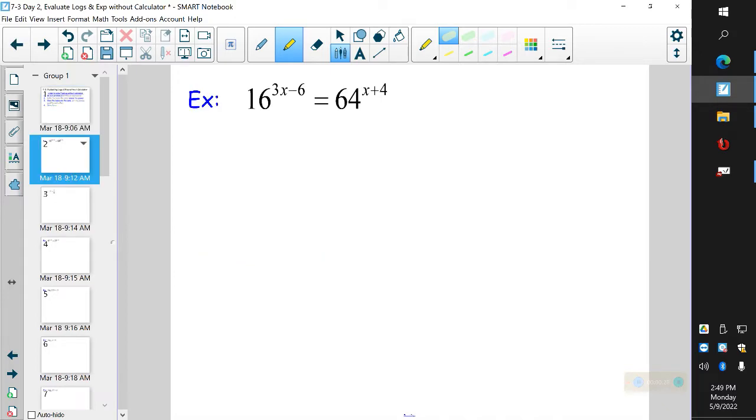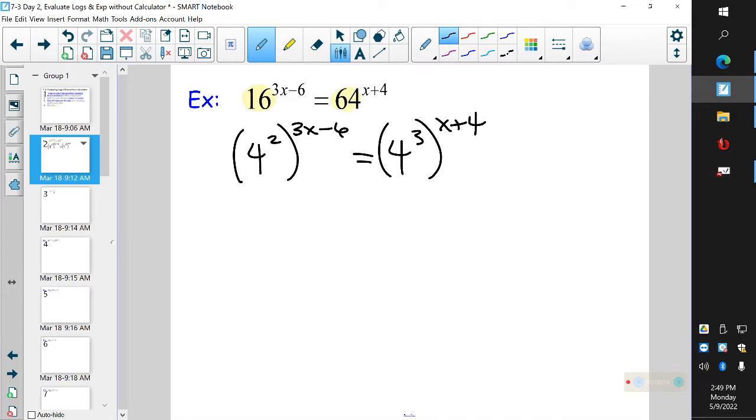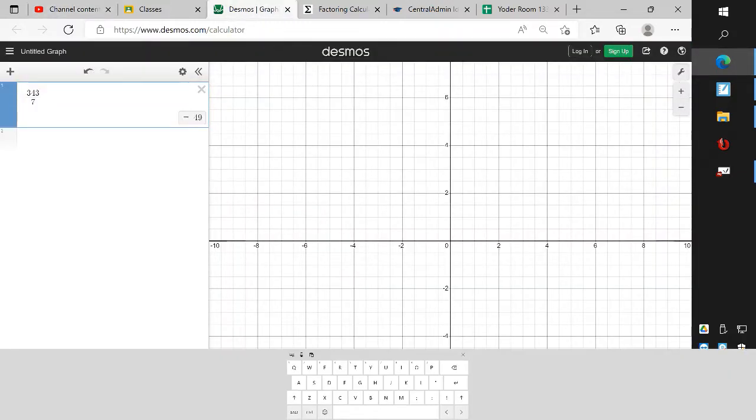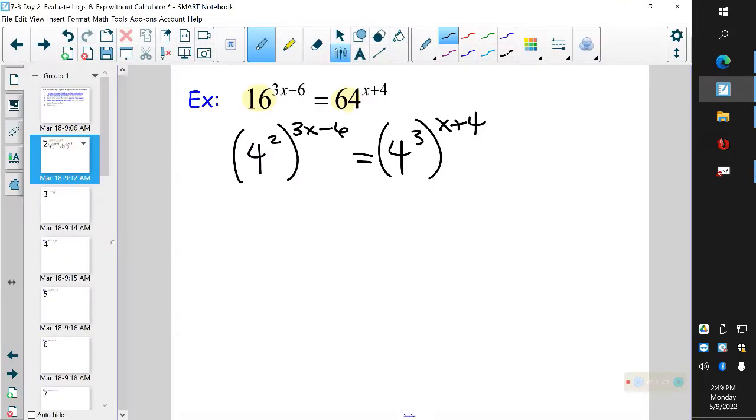So here we go. The very first thing we want to do is say, okay, these can both be powers of 4. 16 is 4 squared, raised to the power of 3x minus 6, and 64 is going to be 4 times 4, which is 16, times 4, which is going to be 64. Oopsie, wrote the wrong thing. So that is going to be 4 cubed raised to the power of x plus 4. And when in doubt, please be sure that you simply go over to Desmos and say, okay, well, what is 4 raised to the power of 3? Don't trust yourself, just go ahead and calculate it. That's no big deal at all, okay?